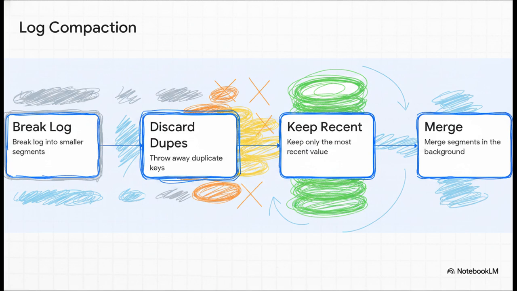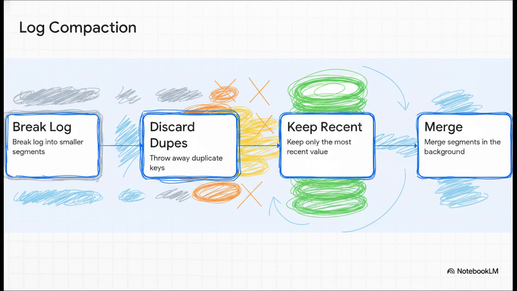They use a remarkably clever background process called compaction. First, the database breaks the continuous log into smaller, manageable segments. Then, a background process looks at these segments and throws away any duplicate keys, keeping only the most recent update for each key. Finally, it merges these compacted segments together into a new, smaller file.